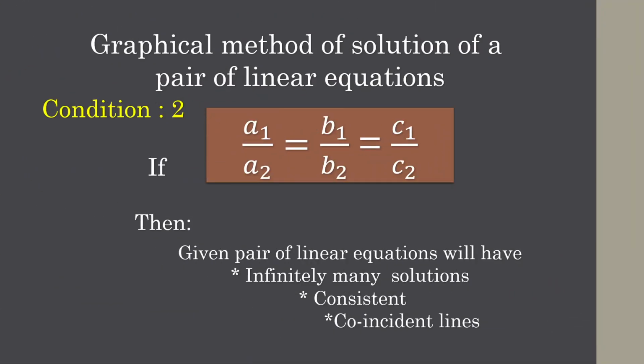Condition number 2. a1 by a2 equal to b1 by b2 equal to c1 by c2. All are equal. Then we will have infinitely many solutions. When we have a solution, then these lines are consistent. And if we draw the graph, we will get coincident lines. That means if I get the graph of the first equation as a straight line, the second equation's line will also overlap on it. So it is coincident lines. Each point on the line will be a solution. So we have infinitely many solutions.